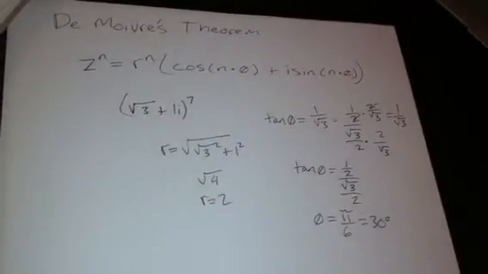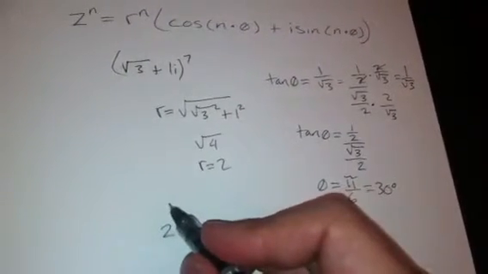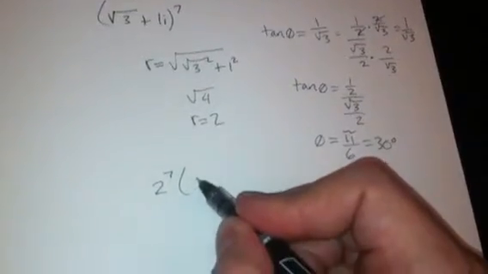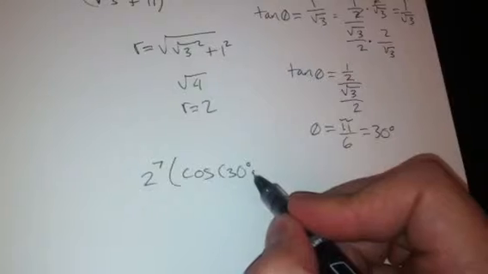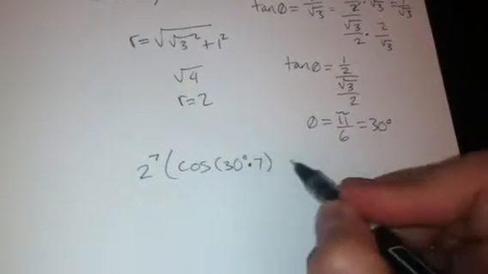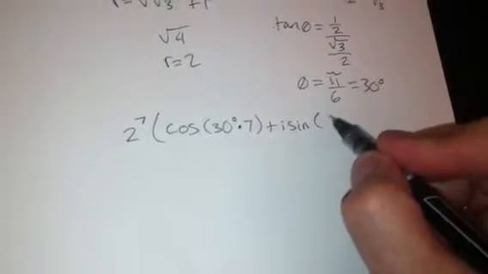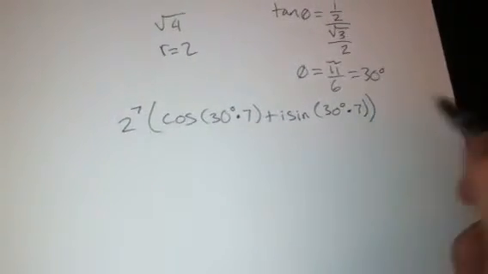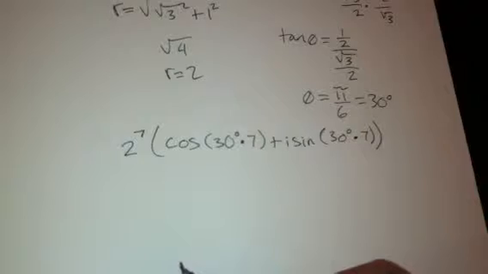So if we want to rewrite this, now we'll plug in r, which is 2, and the nth power would be 7, times cosine of 30 degrees times 7 plus i sine 30 degrees times 7, which is n. Put that all together. So there's two ways to do this.